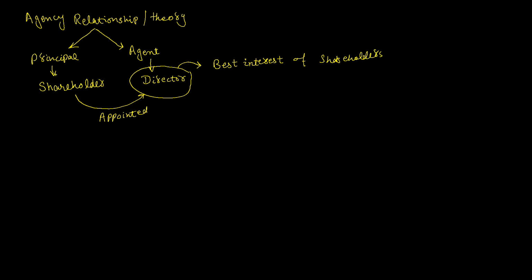This relationship can also exist between any other party too. For example, it may exist between the employee and manager of the company. It may exist between employee, manager and customers or supplier of the company. But the most important relationship is between the directors and the shareholders who have invested in the company. This is the most important relationship.